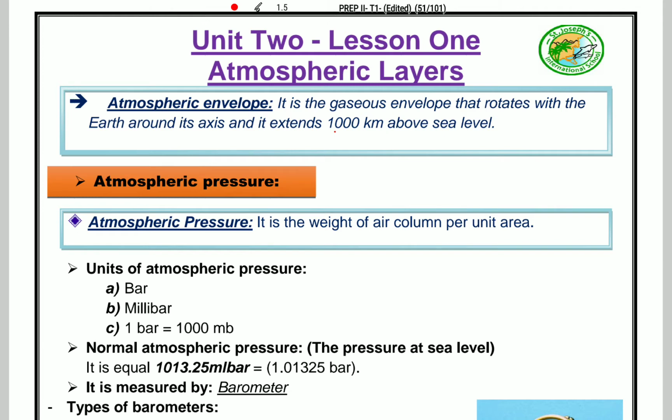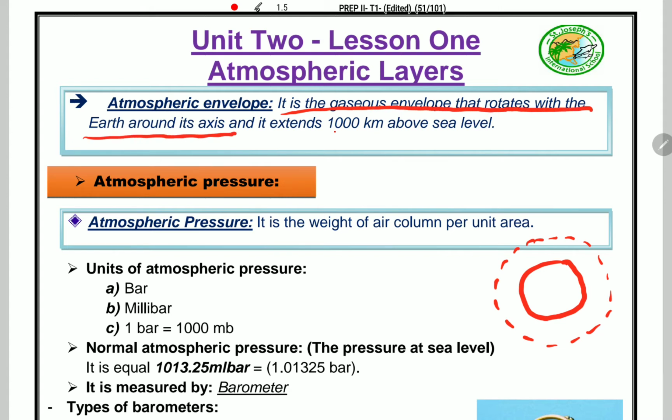First of all, I think you know that the Earth is surrounded by a gaseous envelope, a mixture of gases, and this mixture of gases together is called the atmospheric envelope. So what's the atmospheric envelope? It's a gaseous envelope that rotates with the Earth around its axis. When the Earth rotates, this gaseous envelope rotates with it, and it extends 1,000 kilometers above the sea level. The distance between the sea level and the last point of this atmosphere is about 1,000 kilometers.